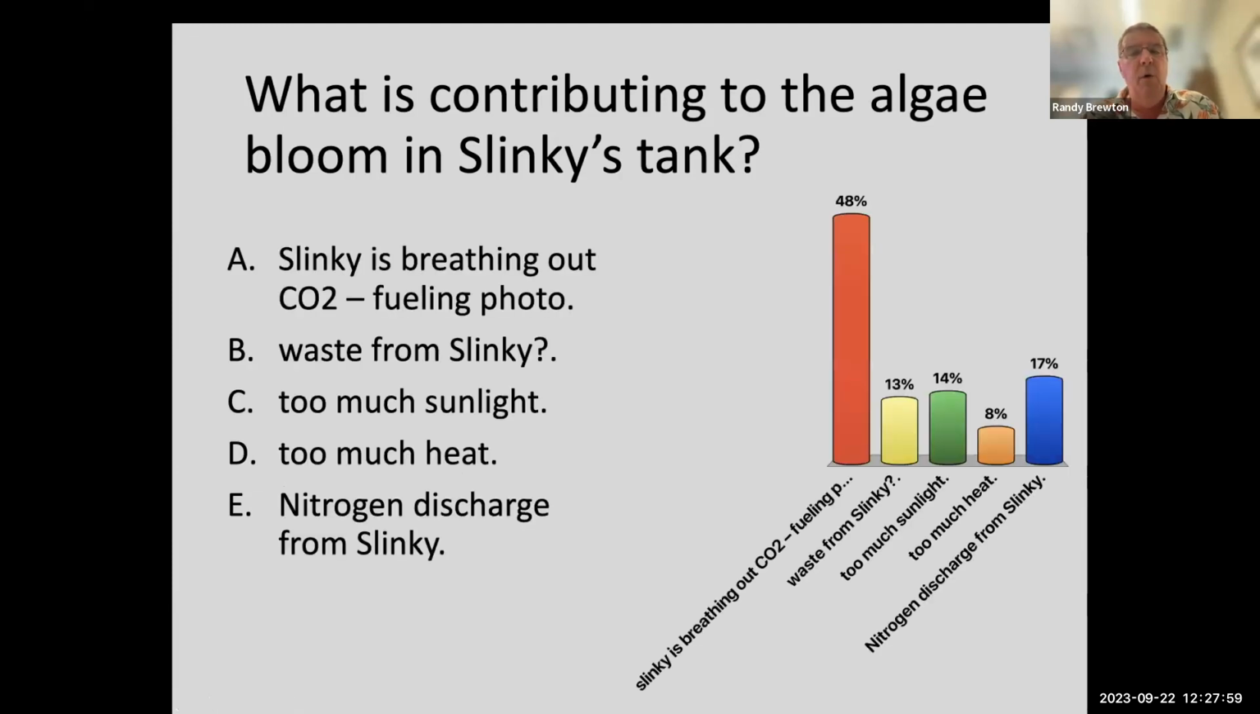And what are some of the things that they have come up with in a previous class? They came up with Slinky's bringing out CO2 that's fueling photosynthesis. Maybe it's waste from Slinky. It's too much sunlight, too much heat. Somebody came up with nitrogen discharge from Slinky, which of course that's really what's going on with B. But whatever they come up with, I put that into the questions, and the students get to vote on it. And then we get to talk about it.